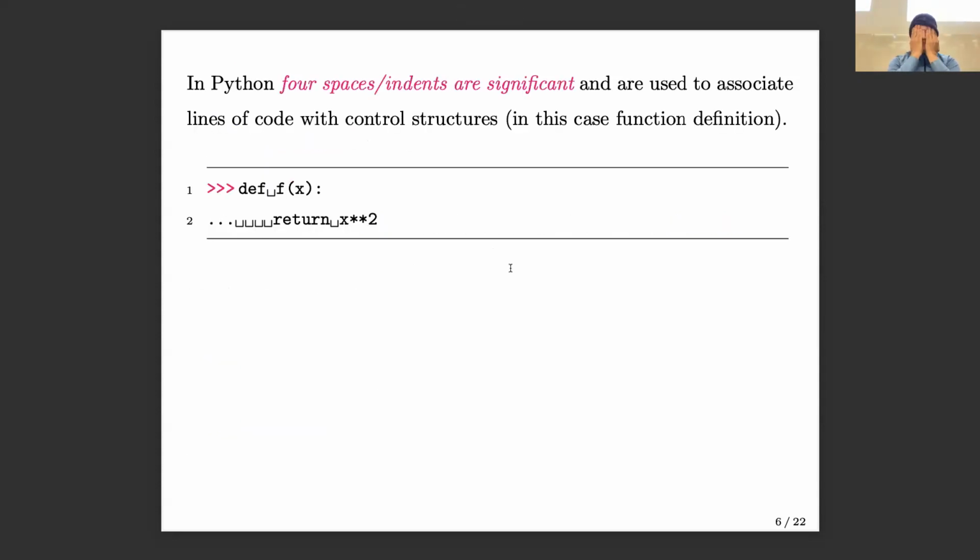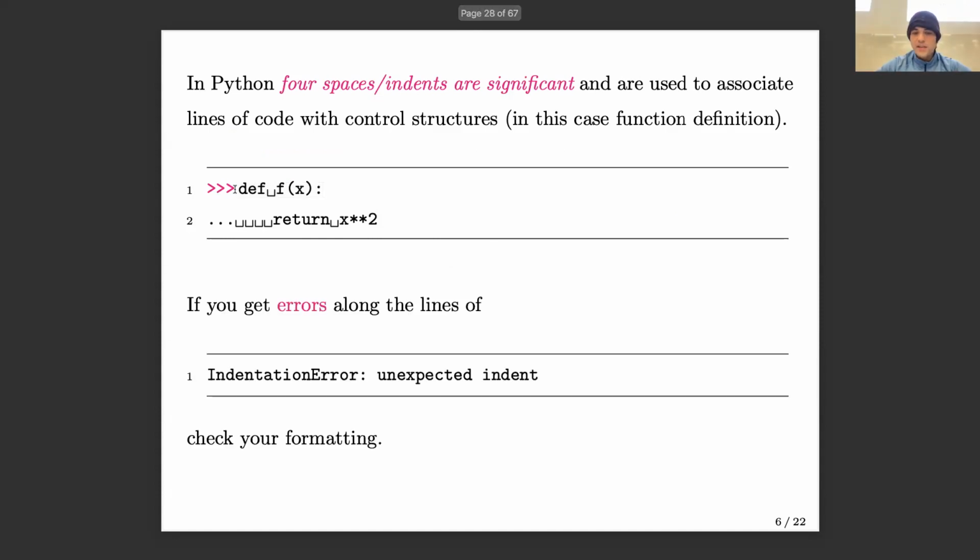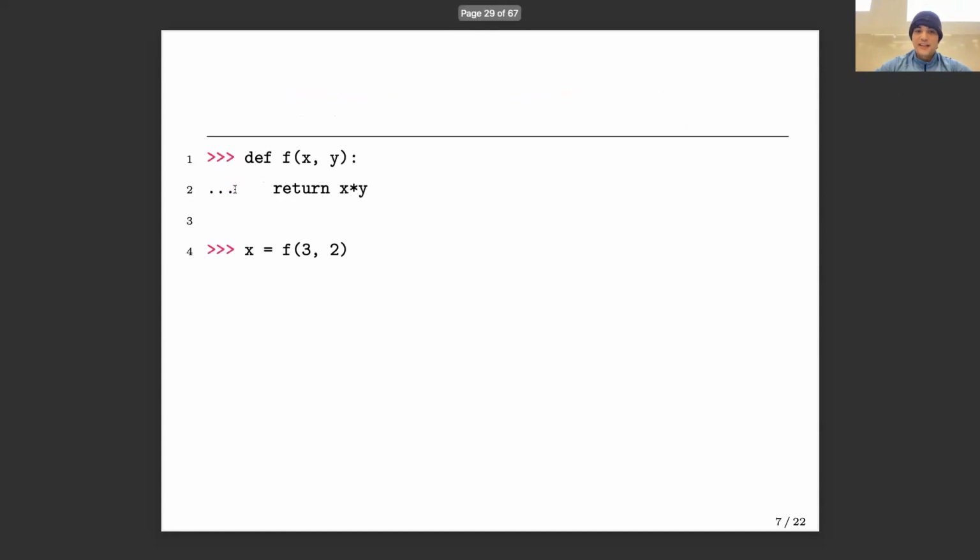I just want to remind you again that Python is a language where spacing matters. Spacing denotes what pieces of code belong to what structures. So the 4 spaces here indicate that this belongs to this function. If I had several more lines, that tabbing would also indicate that they're part of that function. If you get errors along the lines of indentation error, then check your tabbing. You may get this a bunch.